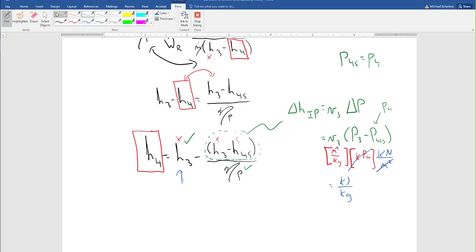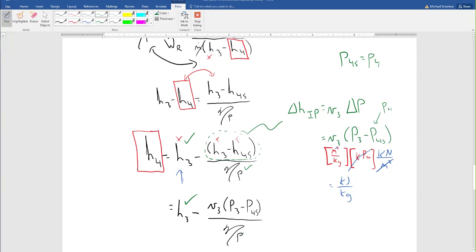So this equation now is going to become H3 minus, we're never going to find H4S, but that's okay because here we're going to make this substitution. This is going to be V3 times P3 minus P4S divided by the pump efficiency.